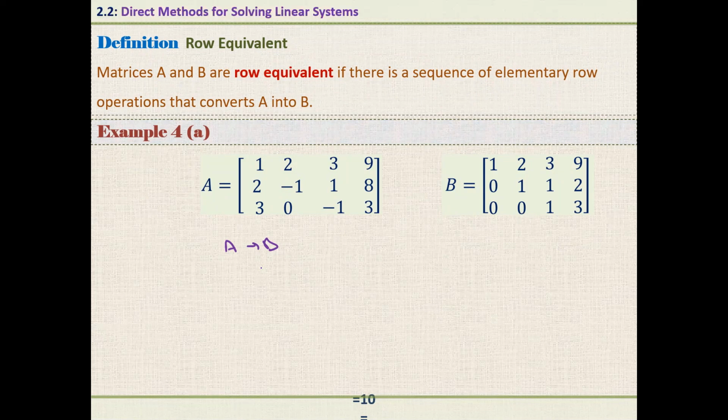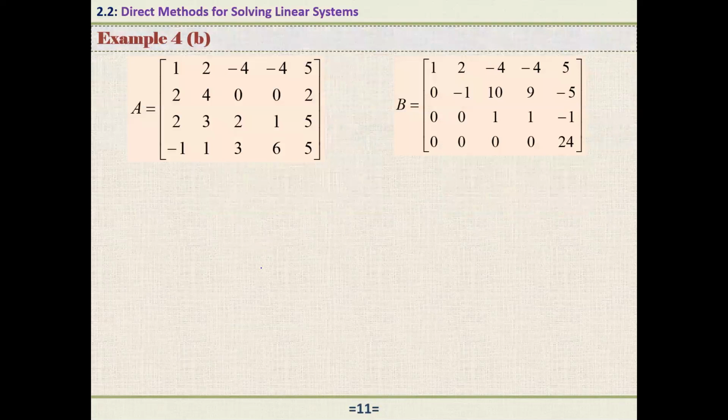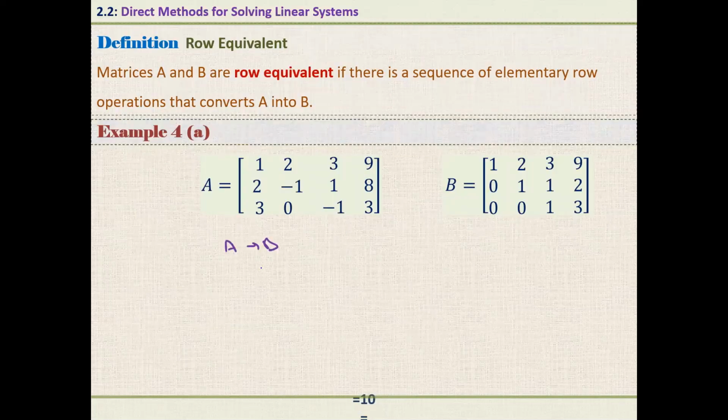And what are those elementary row operations? We have just studied them. Either interchanging two rows, or multiplying a row by a non-zero constant number, or multiplying a row by a constant number and adding it to another row. Using a bunch of these three operations, can we convert A into B, for example? If we can, then these two matrices are row equivalent to each other.